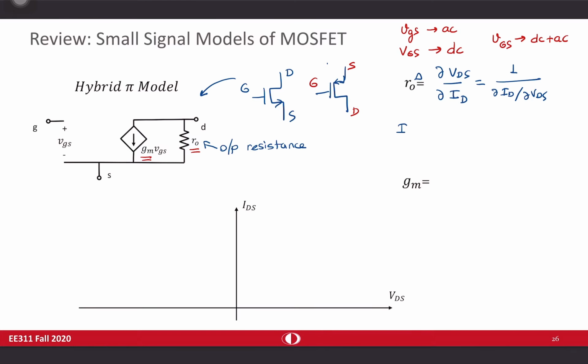Let's remember the ID expression in saturation. I am using the saturation expression because this hybrid pi model can be used only if the transistor is in saturation, right? So it's the first thing. We have shown that the transistor is in saturation. That's why I have to use the saturation current expression.